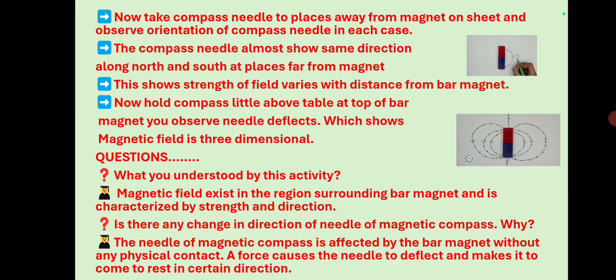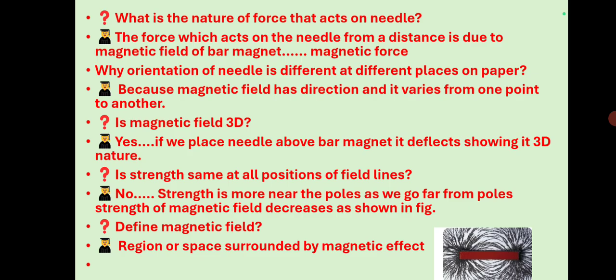Now see the last curve: is there any physical contact between the compass needle and the bar magnet? No, but the needle still deflects. Without any physical contact, it is deflecting. A force causes the needle to deflect, and what do we call that force? We call that force the magnetic force, produced by the magnetic field of the bar magnet. Next, why is the orientation of the needle different at different places? Because the field has direction, and the direction changes from one place to another.